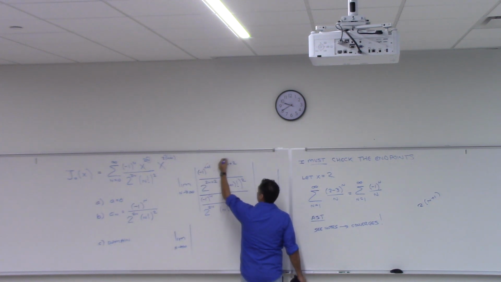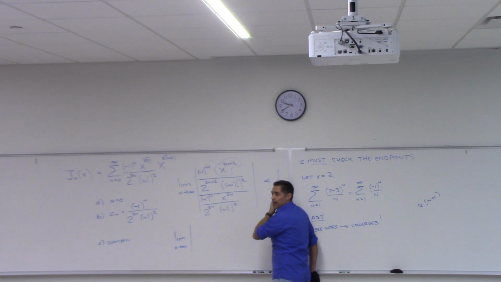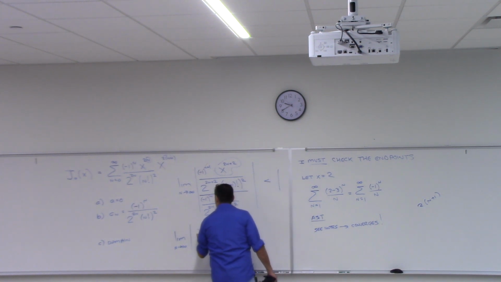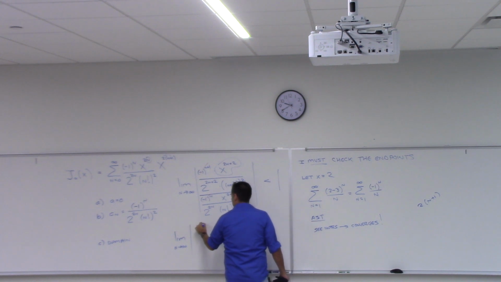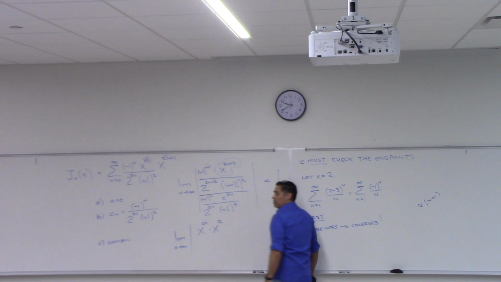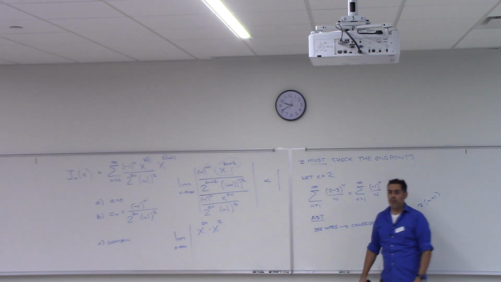Okay, let me write this first. I'm going to write that one, okay? I'm going to write that as, any guesses? X to the 2n times x squared. Good. I'm just, again, pulling it apart.